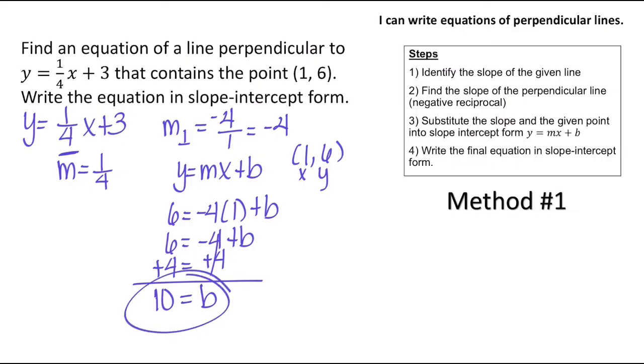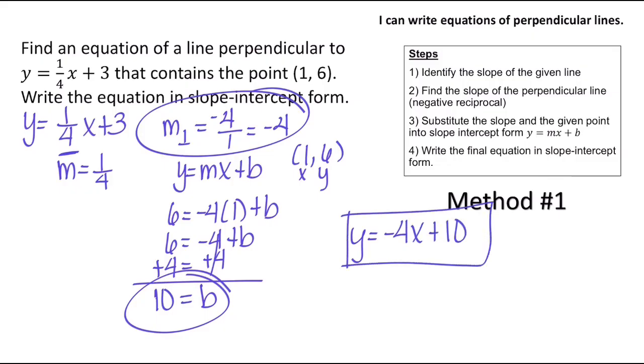So I have b and I have my perpendicular m. So be very careful that you're plugging in the new slope, okay? Don't go back and plug in the 1/4 because that's the original slope. So I have my perpendicular slope and my value of b, so I can write my equation now as y equals -4x plus 10. And actually, if you want to graph these two lines, you will see that they intersect at a 90-degree angle.